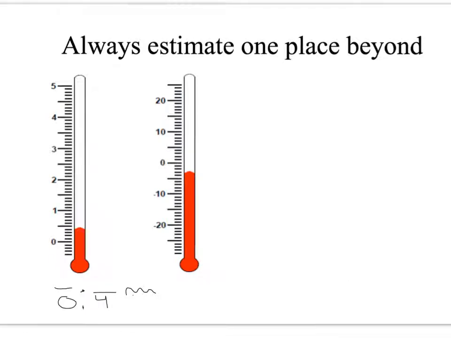So I'm going to say 0.45 degrees Celsius. Now remember that the estimated digit, the last digit, may vary from person to person because that's the way estimates work.